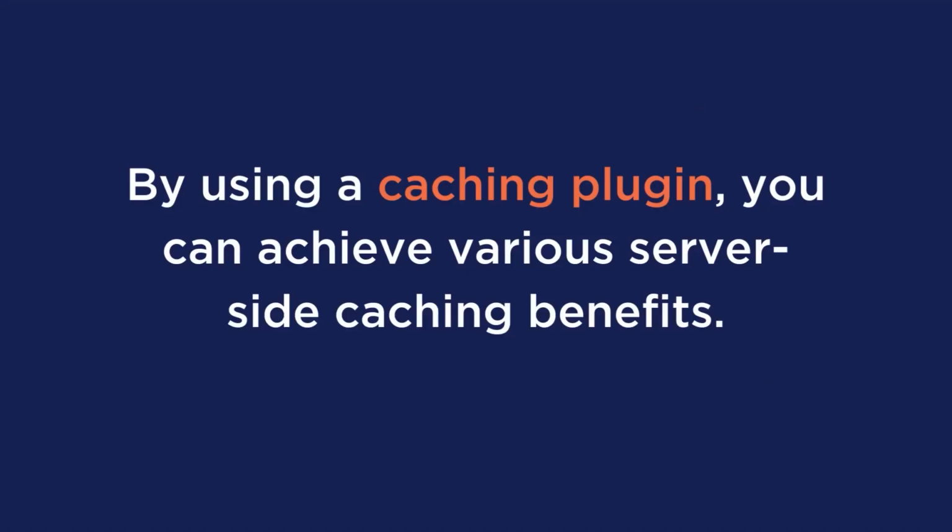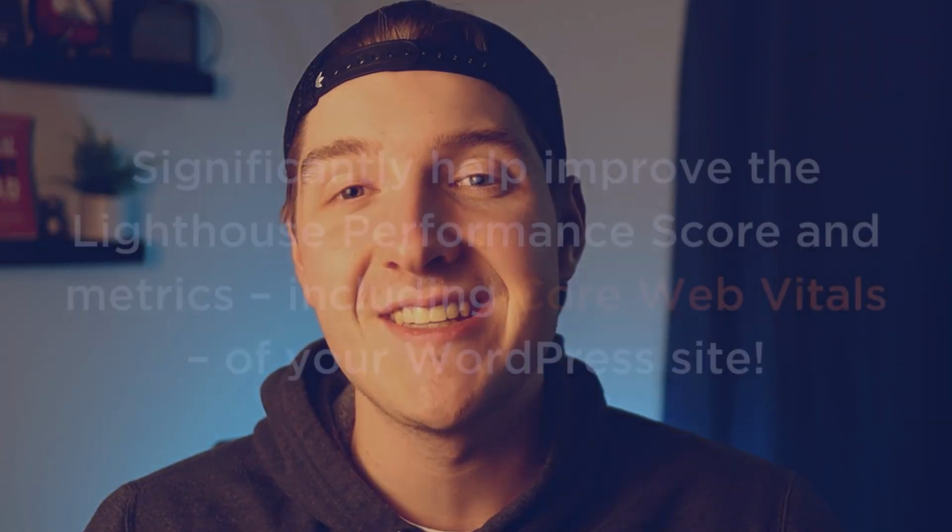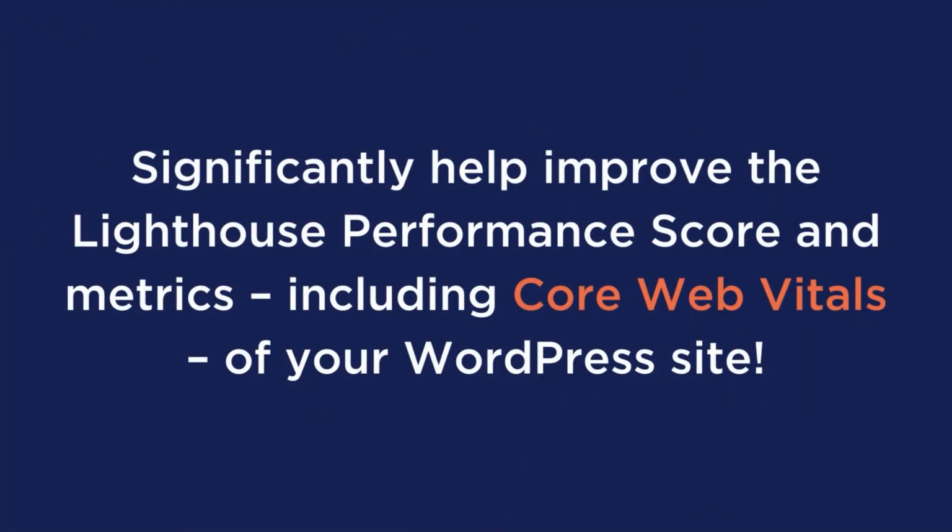Now, depending on how much caching knowledge you truly have, this video may seem like a clutter of new information. Luckily for you, the easiest solution for all of this is to use a caching plugin on your WordPress website. By using a caching plugin, you can achieve various server-side caching benefits, including page caching and object caching as well. Moreover, these plugins also know how to offload their cache and renew it whenever a fresh piece of content is published or existing content is updated on your website. And not to mention, with top caching plugins like WP Rocket, you can also get added performance optimization features that will significantly help improve the Lighthouse performance score and the Core Web Vitals, which will be a major boost for your WordPress website.